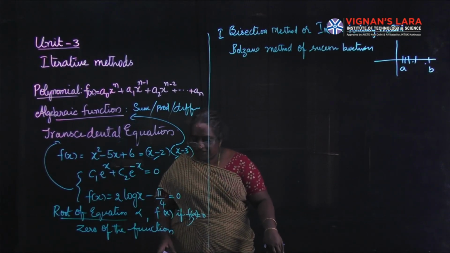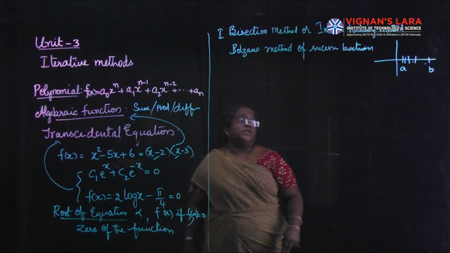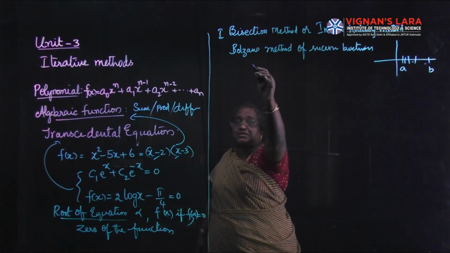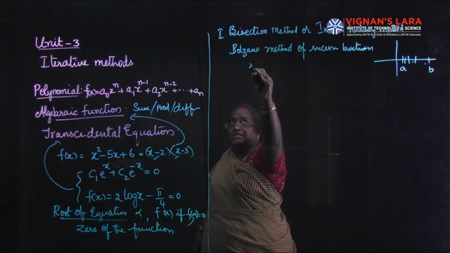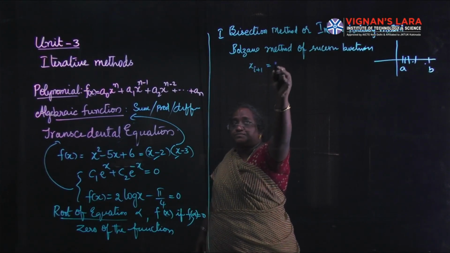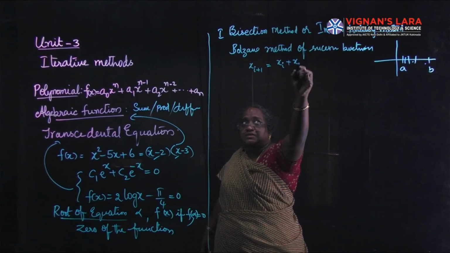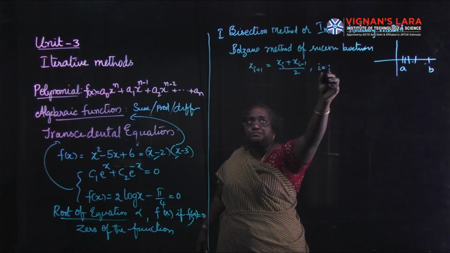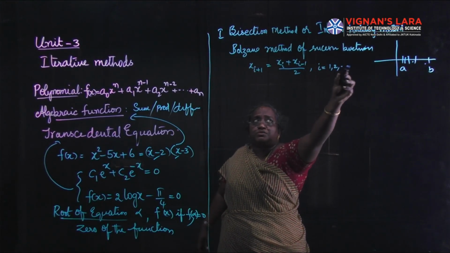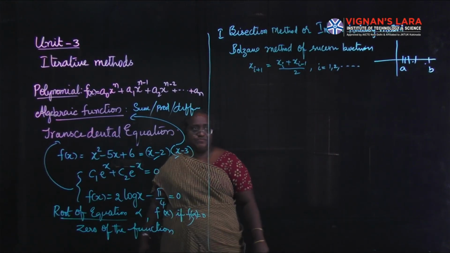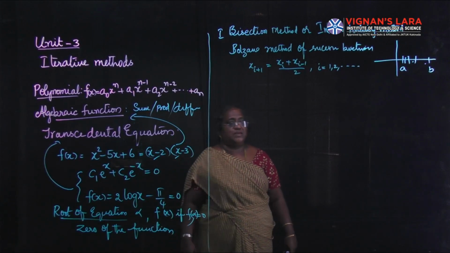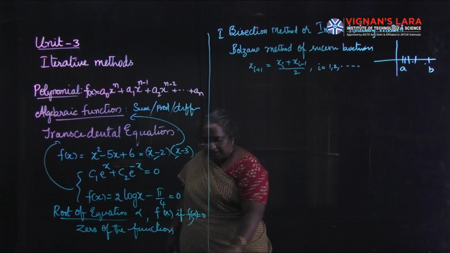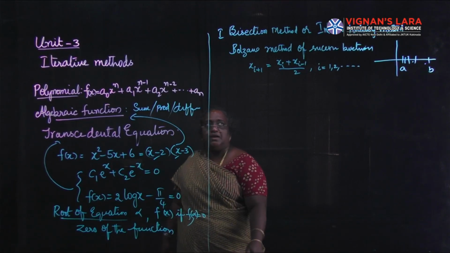Now see what the formula is. Because it is the bisection method, or interval halving method, the formula here is x(i+1) = (x(i) + x(i-1))/2, for i = 1, 2 and so on. This is for theoretical purposes that we write the formula, but when we actually solve the problems we write the working rule in a different way.